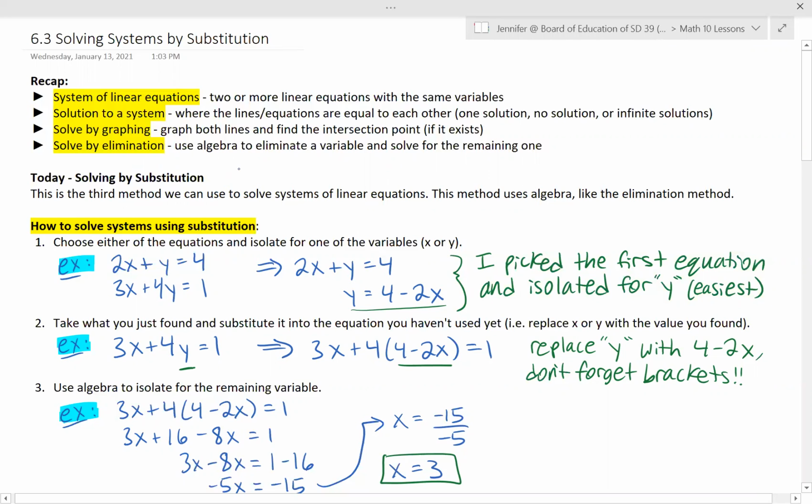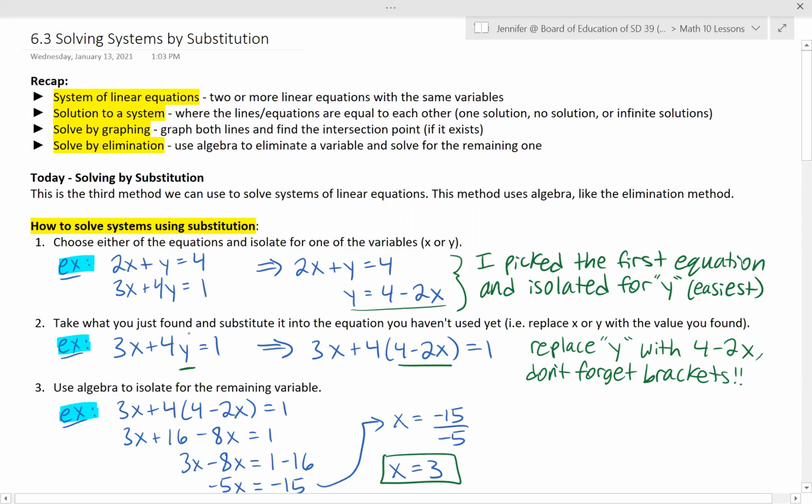I've listed out all the steps here for how to solve systems using substitution. The first step is to choose either of the equations and isolate for one of the variables. It doesn't matter which one, x or y. In this example, I picked the first equation and decided to isolate for y. Looking at the two equations, that makes sense as the easiest choice because the y has just a coefficient of 1 in front of it, so it makes for easy calculations. So I got that y is equal to 4 minus 2x. It doesn't matter what form it's in. All we want to do is isolate for this one variable.